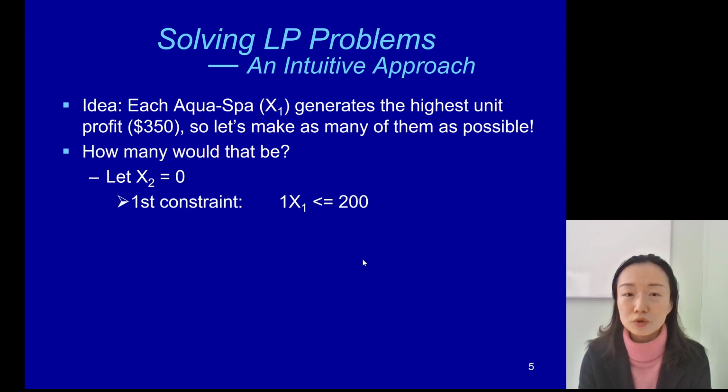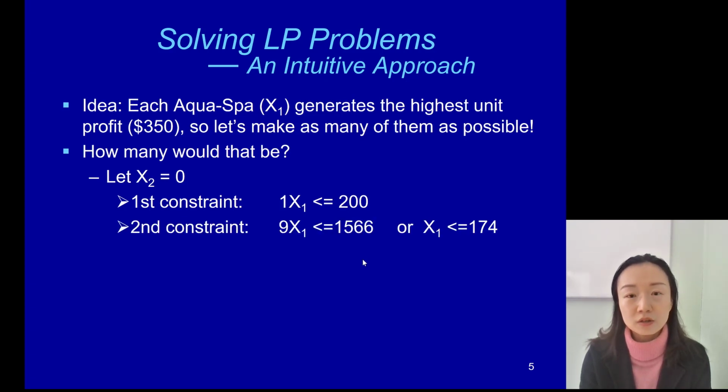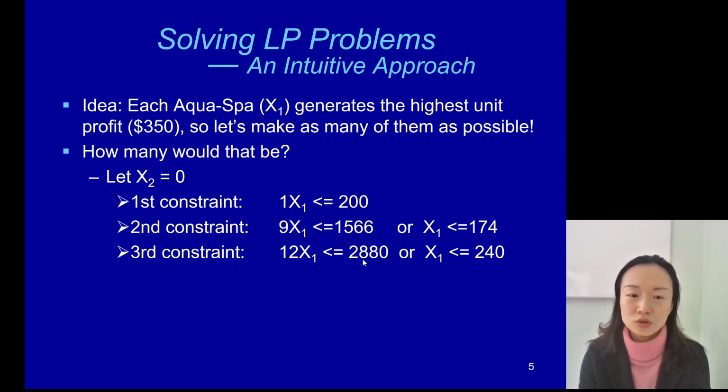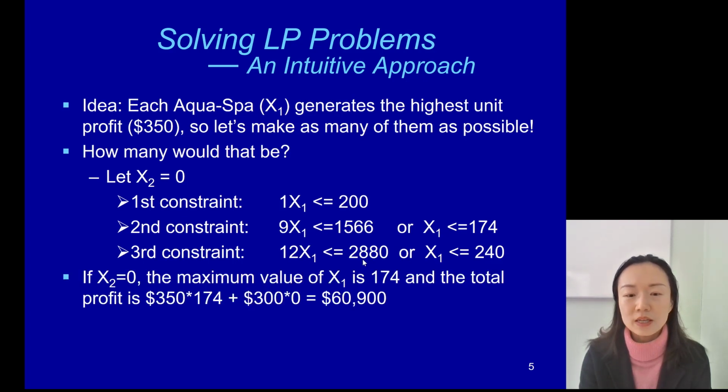And then using the first constraint, we would get x1 less than or equal to 200. And using the second constraint, we would get x1 less than or equal to 174. And using the third constraint, we would get x1 needs to be less than or equal to 240. Okay, so now combining these 3 constraints, the maximum x1 value that can be is 174. So that would give us our x1 value.